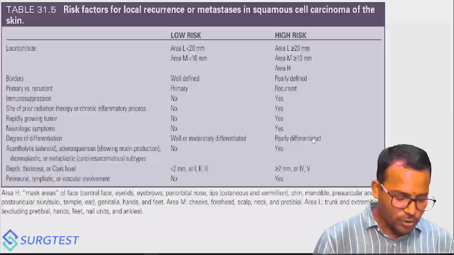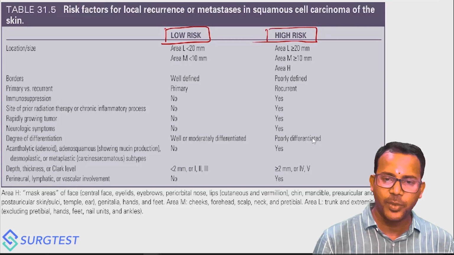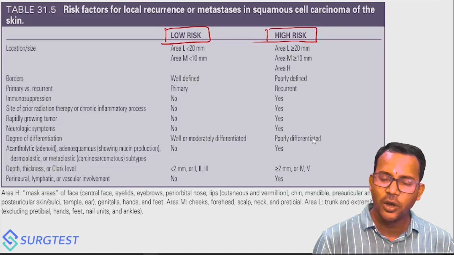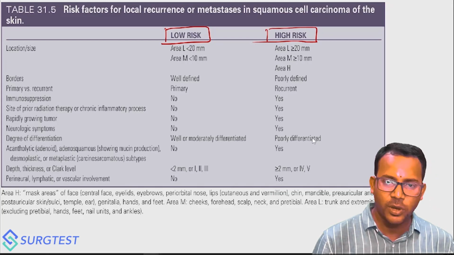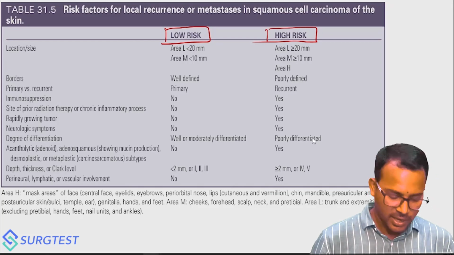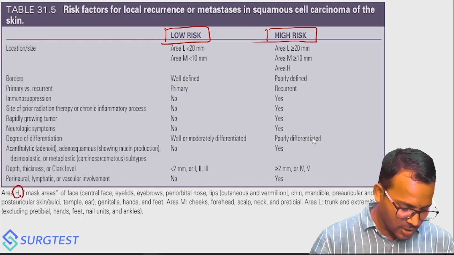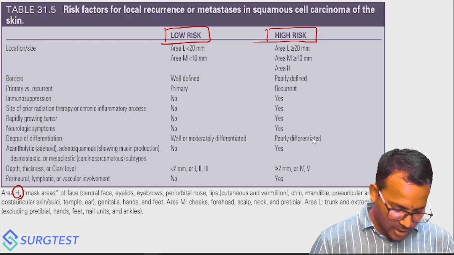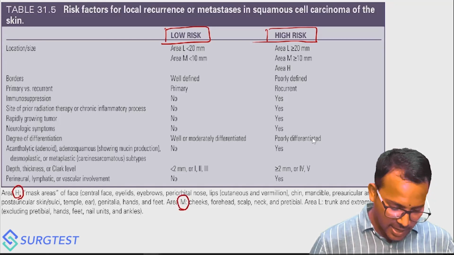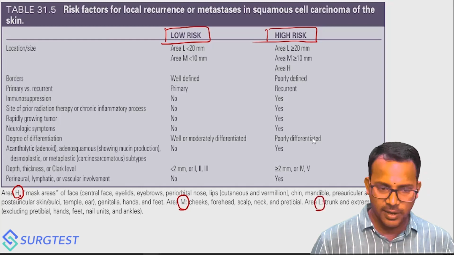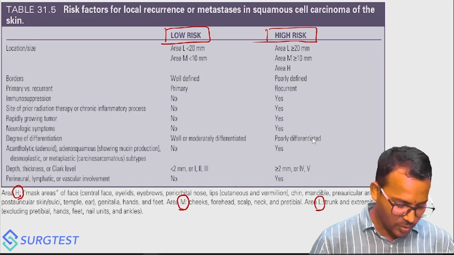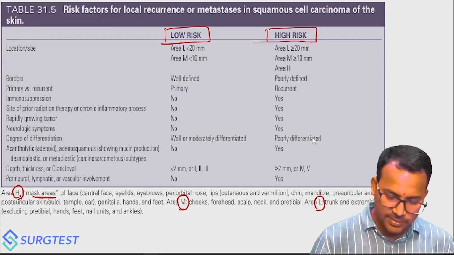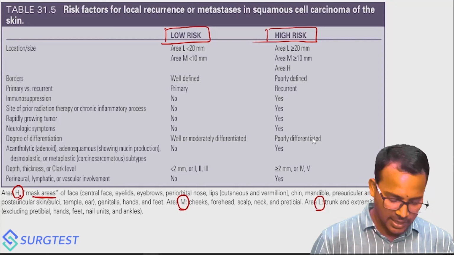So I told you that I will let you know what is a low risk or a high risk patient in case of squamous cell carcinoma or a basal cell carcinoma. In case of squamous cell carcinoma, you have to remember a few areas. There is something called an H area, and you have something called an M area and an L area. H area is a high risk area. These are the mask areas. High risk areas are the mask areas.